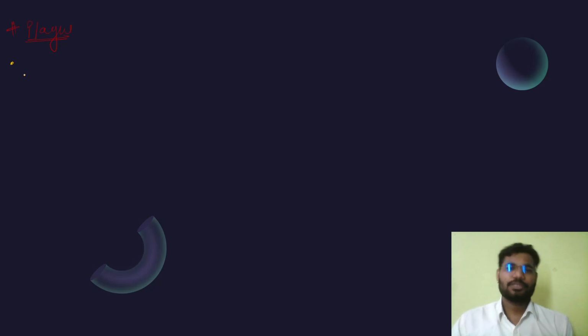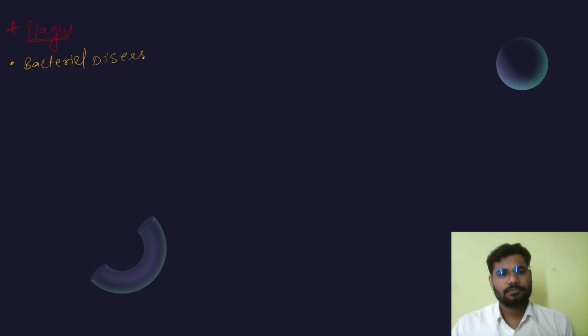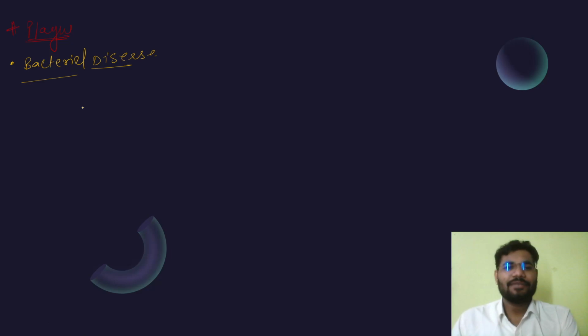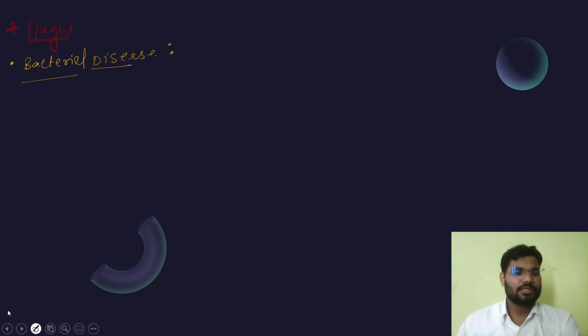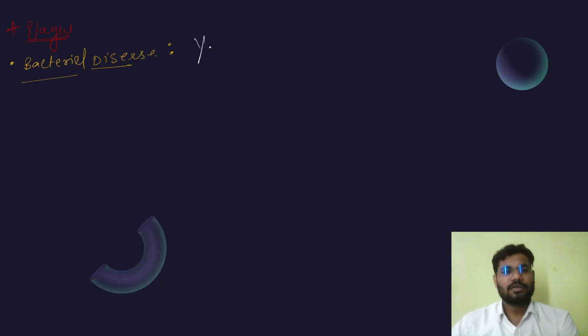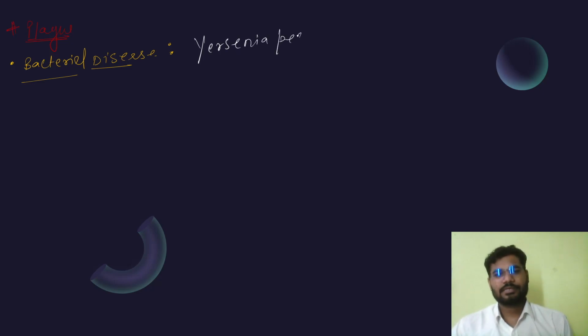First of all, we need to know the causative agent of the plague. It is a bacteria that is called Yersinia pestis. So it is a bacterial disease. Now you may ask how rats are involved. I'll let you know about it. Don't worry. So it is a bacterial disease, and what is the causative agent? The causative agent is called Yersinia pestis. So basically it is Yersinia pestis.